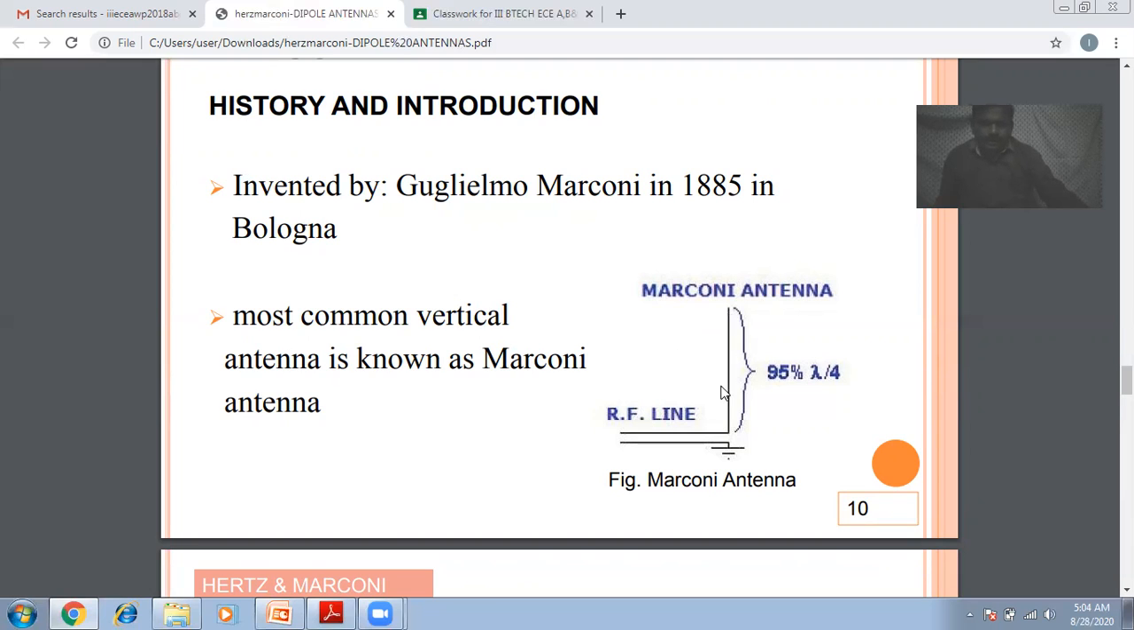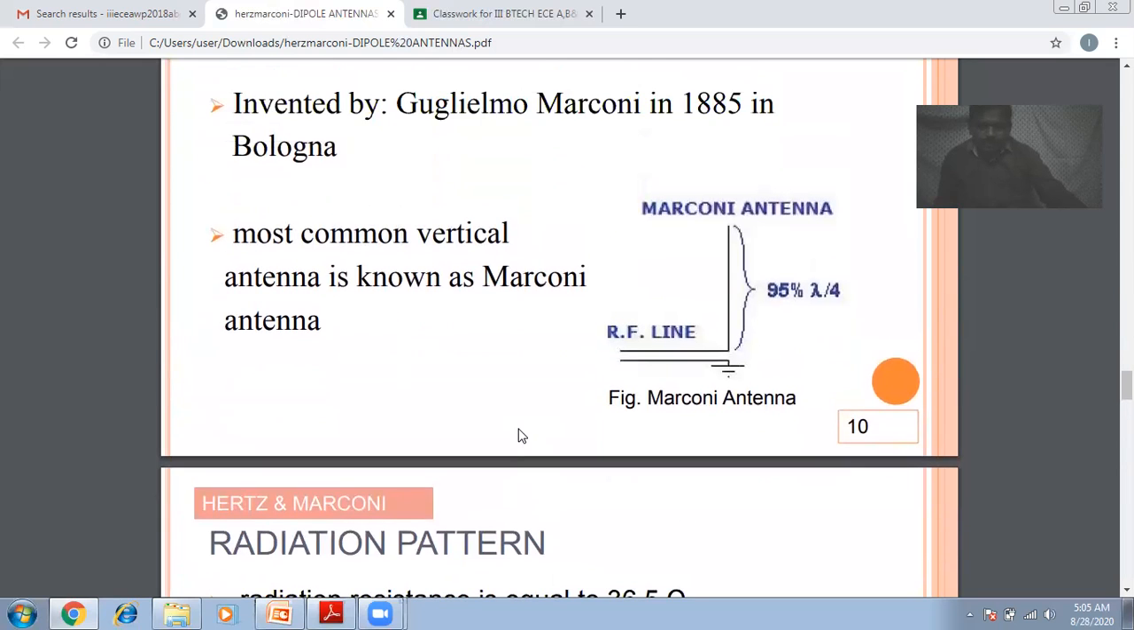Physically, it is generally lambda by 4 in length, seen over the ground only, and actually physically it is about 95% of lambda by 4. That means a little bit less than lambda by 4. Normally people say that from this end to here the length is equal to lambda by 4. Therefore, this is called the quarter wave monopole antenna. The other name is Marconi antenna, or simply monopole antenna.